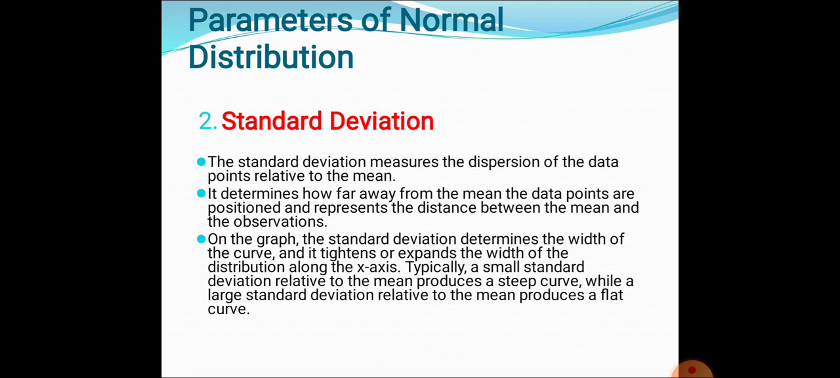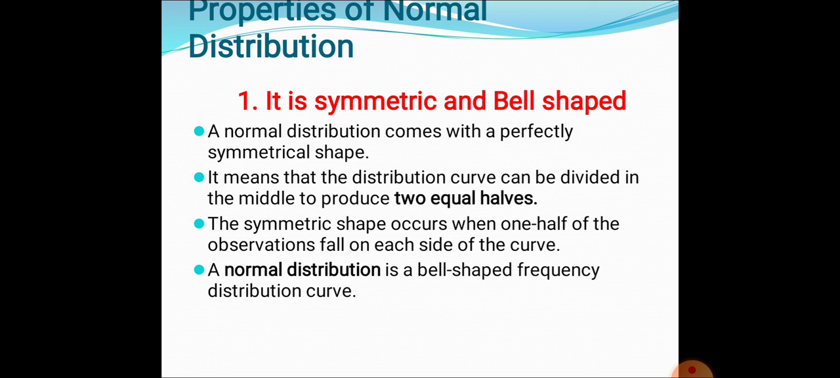The second parameter is the standard deviation. Standard deviation measures the dispersion of data points relative to the mean. It defines how far away from the mean the data points are and represents the distance between the mean and the observations. Now we will discuss the properties of the normal distribution.